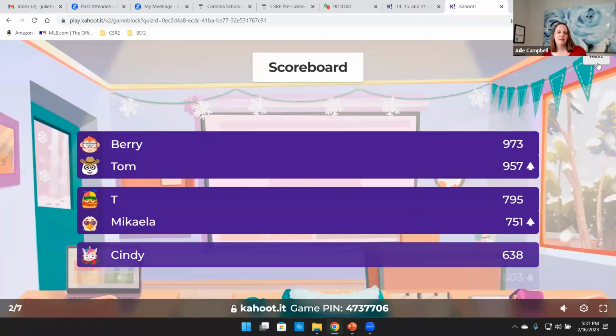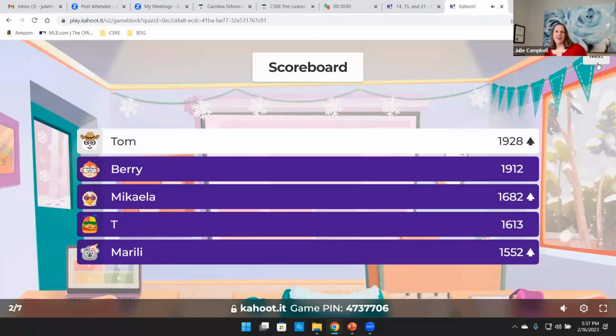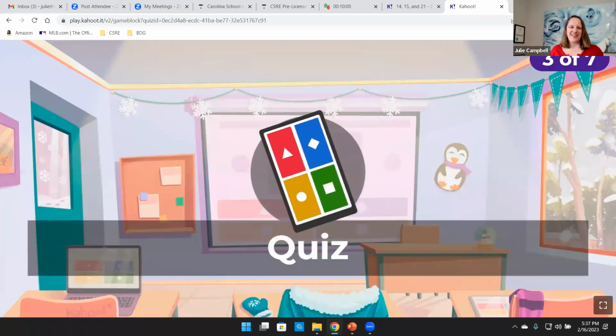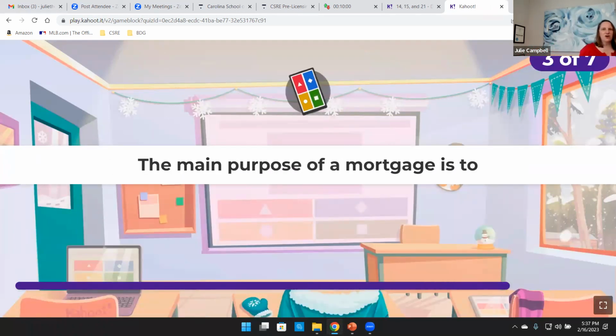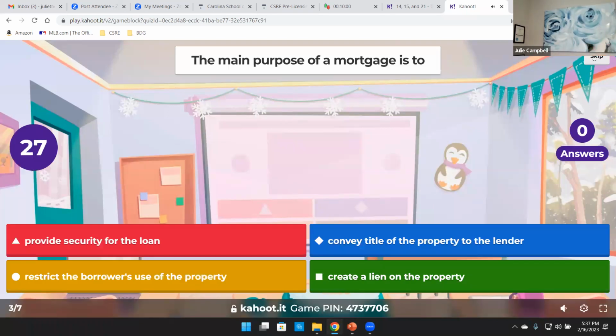Let's see what happened. Tom's on top now, followed by Barry, Michaela, T, and Mary Ellie. Question number 3. The main purpose of a mortgage. Six seconds.